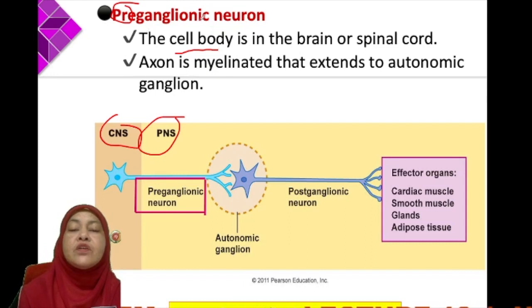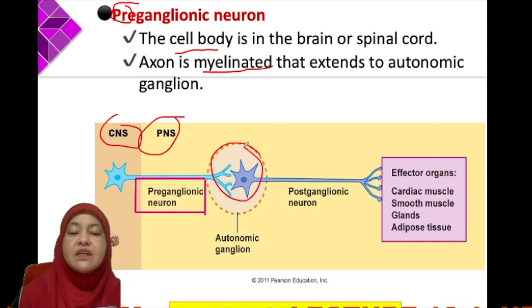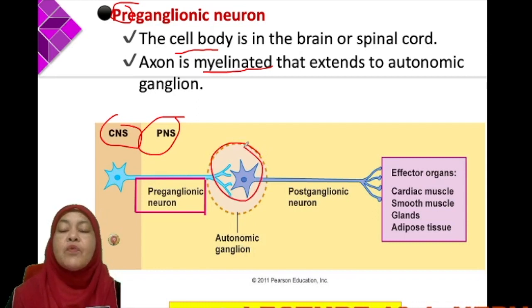The preganglionic neuron is the nerve cell with its cell body in the brain or in the spinal cord. Its axon is myelinated and extends to the autonomic ganglion. Teacher repeats, class: the preganglionic neuron is myelinated and extends to the autonomic ganglion here. So this is the autonomic ganglion. That is pre. Now what is post?